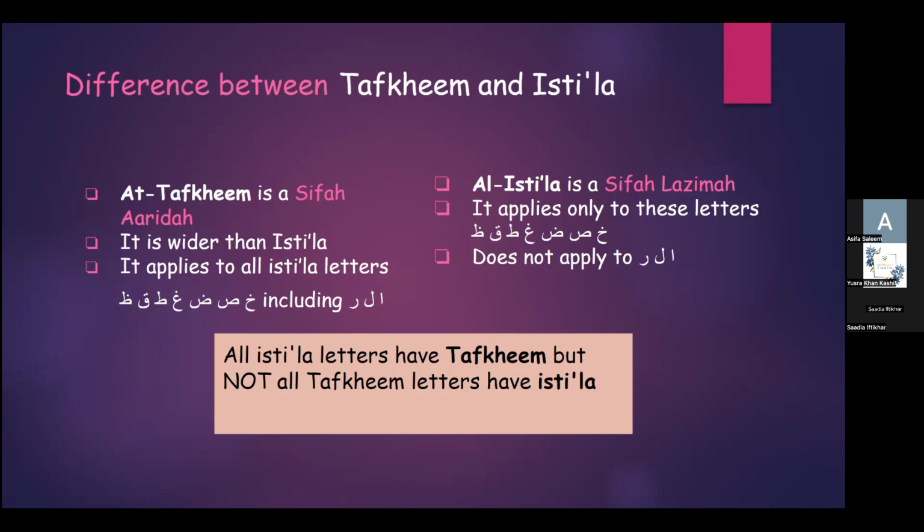alif, lam, and ra. However, isti'la does not apply to these 3 letters, alif, lam, and ra, because those are the letters of istifal. They are light letters, but depending on the circumstances, the haraka and how they are used in the word, they can take tafkhim. Therefore, we will say that tafkhim is wider in its scope and application than isti'la.